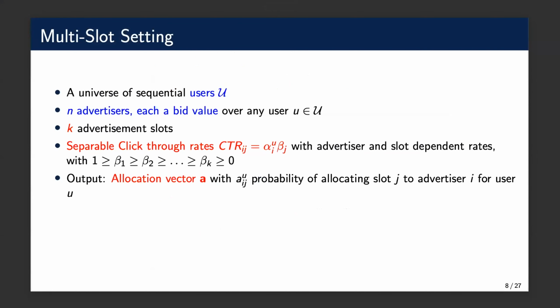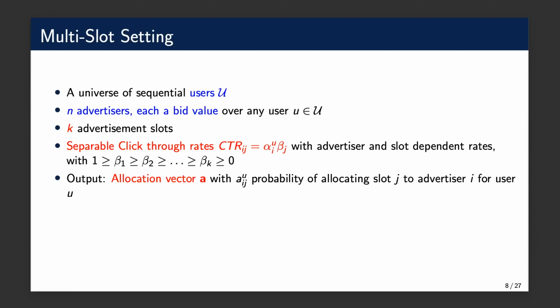So a little more about what the setting is. In this setting, we have a universe of users that arrive sequentially. There are n advertisers who each bid a value on each user. This means that for every user, we have a vector of length n of bid values. And there are k advertisement slots. So our model of extension to the multi-slot setting is separable click-through rates.